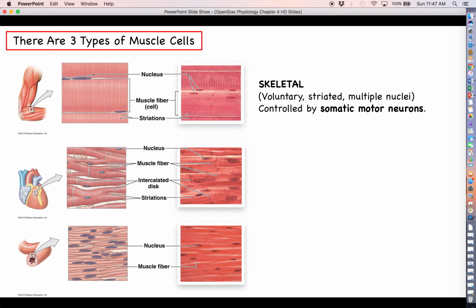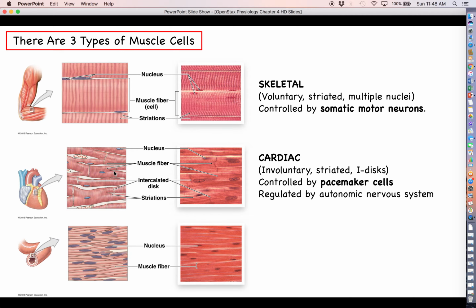What accounts for the striations, not to put everything off into a future chapter, but again, we will talk about that in the future. As we mentioned in Chapter 3, skeletal muscle fibers are an example of a cell that has more than one nucleus. So skeletal muscle fibers, one of their key characteristics is that they have multiple nuclei per individual muscle cell or muscle fiber.